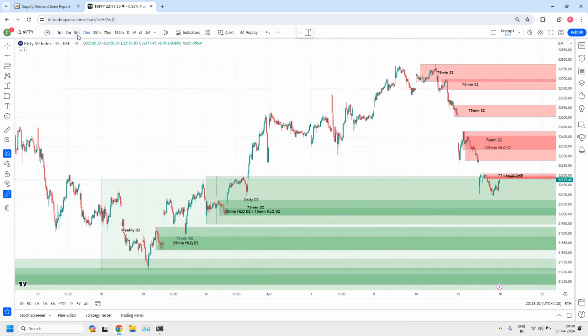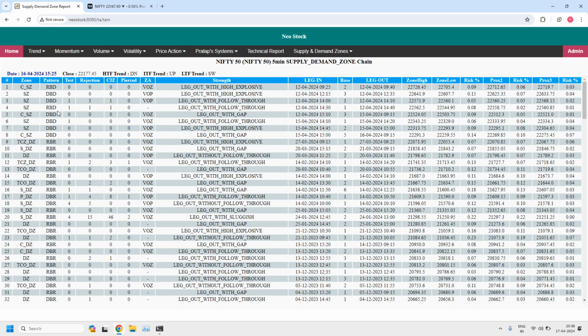Okay, now I am changing to the 5 minutes. The list is ready. Yes. This is the first high liquidity supply zone. This is another high liquidity supply zone. We have a third high liquidity supply zone. We have 3 high liquidity supply zones. What is the most recently available high liquidity supply zone in the 5 minutes time frame?